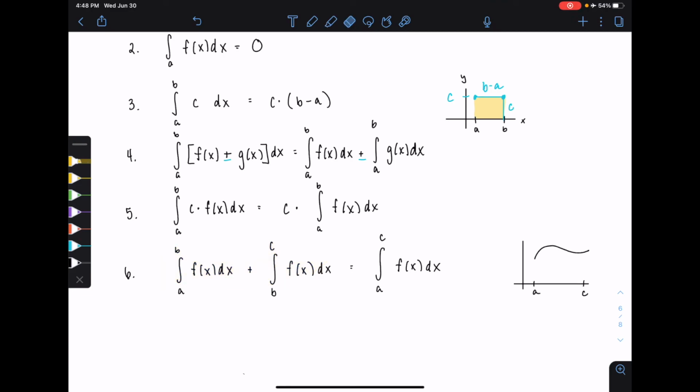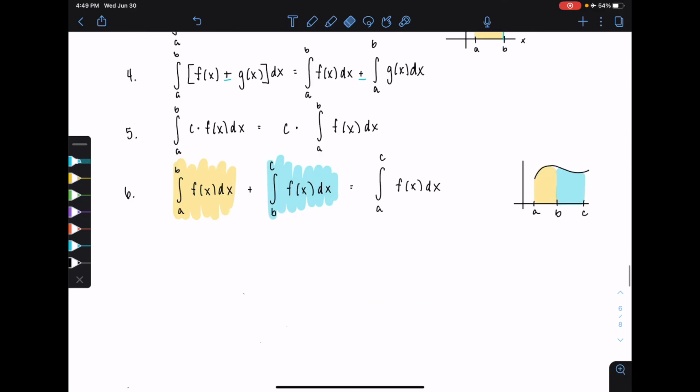So again, pictorially, I'm starting at A and I'm ending at C. If I chop it up in the middle at this point B, and I look at the area from A to B, that would be this first integral here. And then if I find the area from B to C, that would be the second integral here. Overall, it still gives me this entire shaded region from A to C.